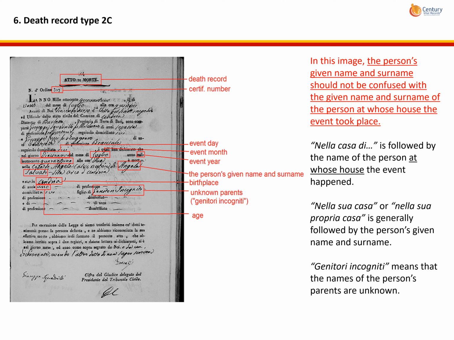Attention! The person's given name and surname should not be confused with the given name and surname of the person at whose house the event took place. Look at the keywords which help you identify if the person died in their own residence or at someone else's. If the parents are shown as unknown, leave the parents' names fields blank.